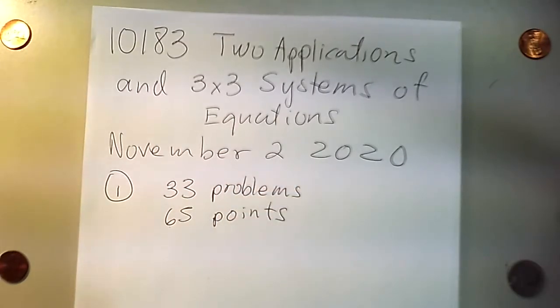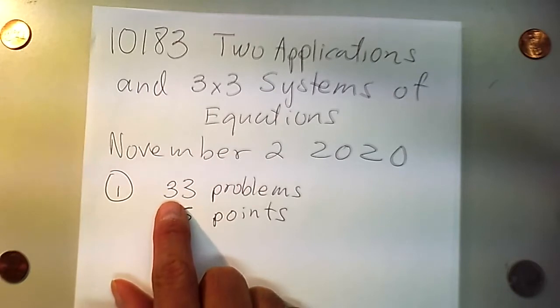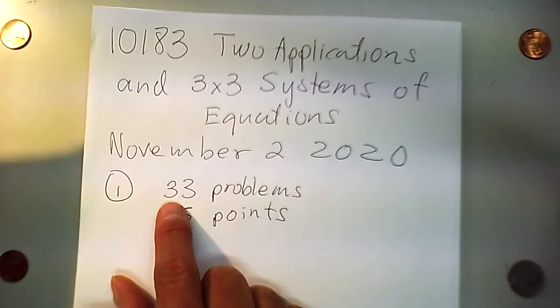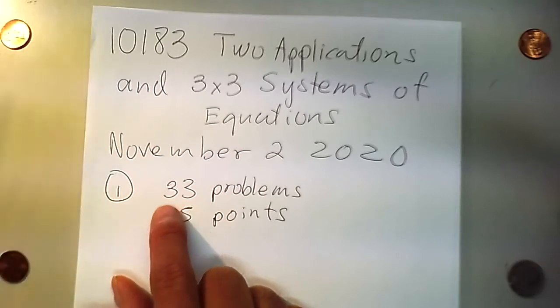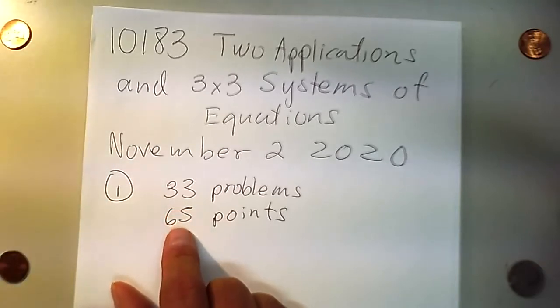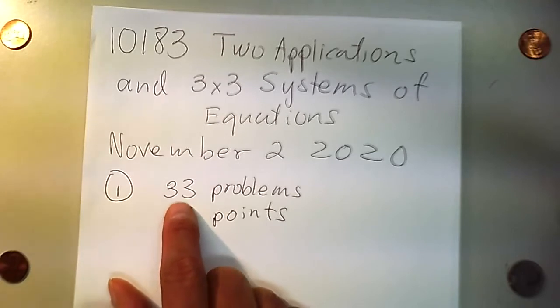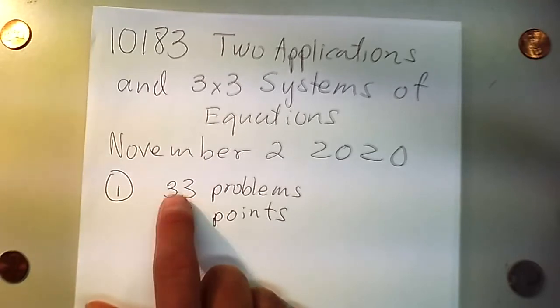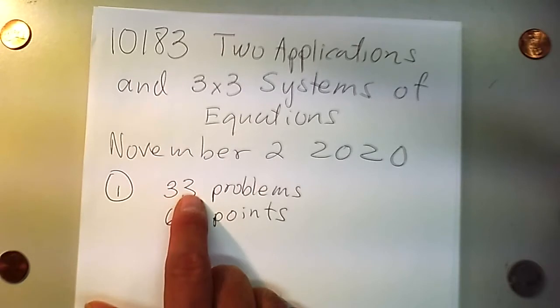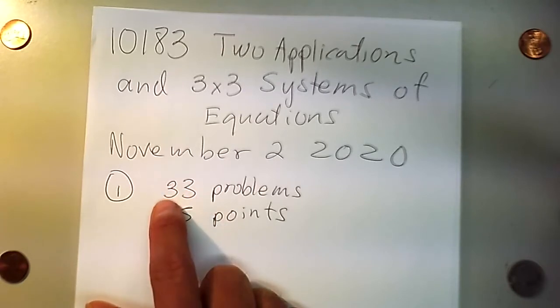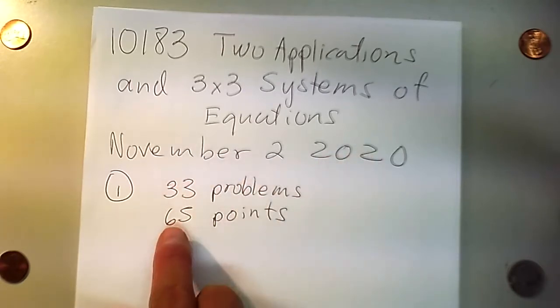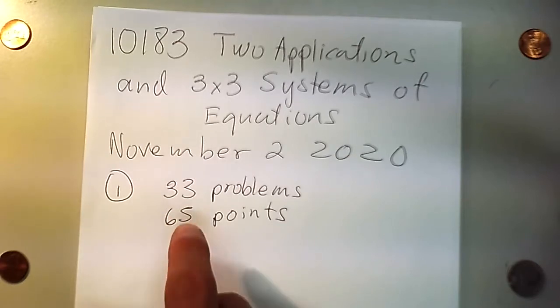If I do 2 points each, then that's going to exceed: 33 times 2 is 66. So I cannot really make each one of those 33 problems 2 points, because if each problem was 2 points, we would end up with 66 points. But I want to end up with 65 points.